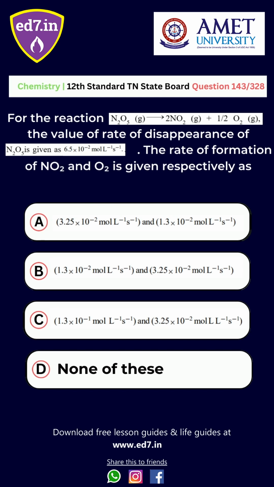Option B, 1.3 × 10^-2 mol L^-1 s^-1 and 3.25 × 10^-2 mol L^-1 s^-1. Option C, 1.3 × 10^-1 mol L^-1 s^-1 and 3.25 × 10^-2 mol L^-1 s^-1. Option D, none of these. The correct option is option C, 1.3 × 10^-1 mol L^-1 s^-1 and 3.25 × 10^-2 mol L^-1 s^-1.